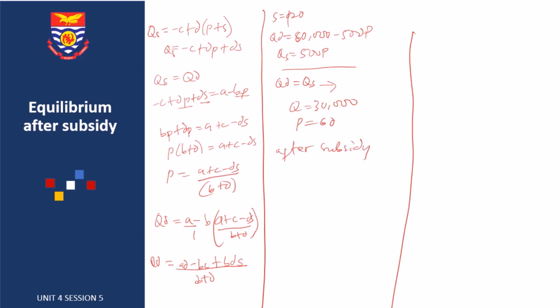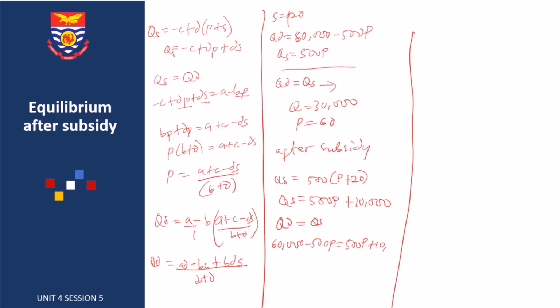What are we going to get? After subsidy, our QS is going to be 500p plus 20 instead of minus. So we're going to have 500p plus 10,000. So QS is this. Now we have to find a new equilibrium after the subsidy. So we are going to equate the old quantity demand, which is 60,000 minus 500p, with our new quantity supply, which is 500p plus 10,000.